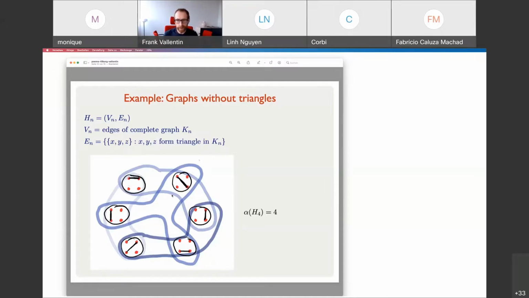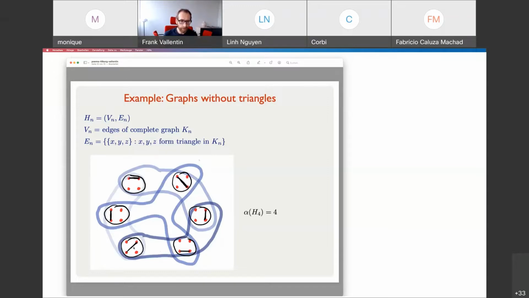And then the question is to find the independence number of this hypergraph, or in other words, to find a subset of the edges of the complete graph of maximal size so that you don't have a triangle. And for example, you can see that if you take this vertex here, this vertex here, this vertex here, and this vertex here, that these 4 vertices form an independent set. So you don't find a hyperedge which is contained in these 4 vertices.